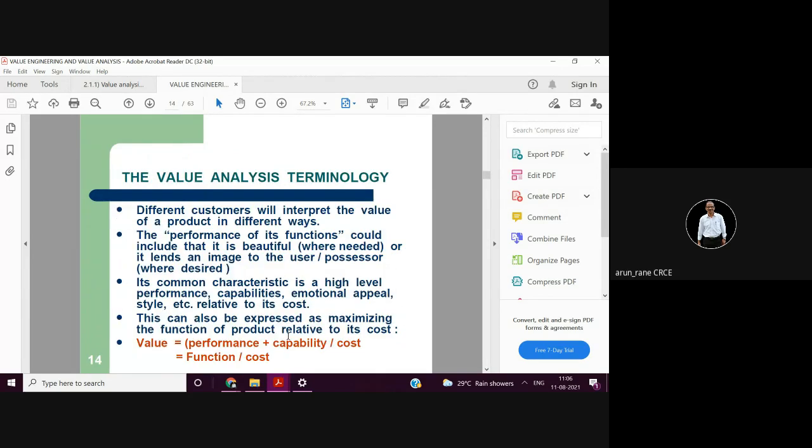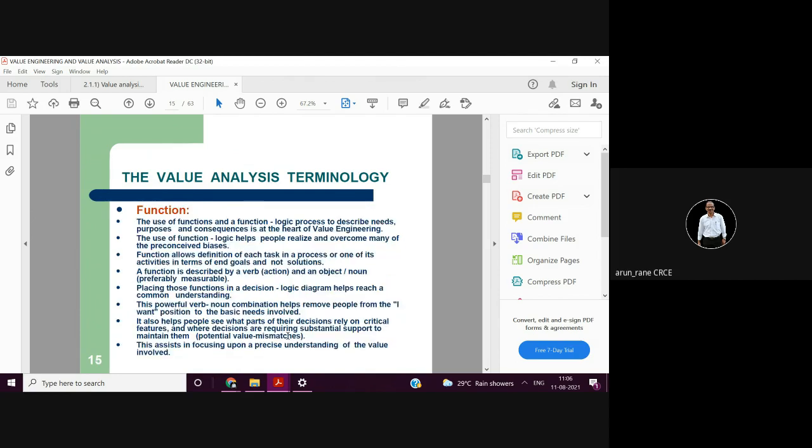So it is given exhaustively in this presentation. So finally it is performance plus capability divided by the cost. So it comes out to be function upon the cost.